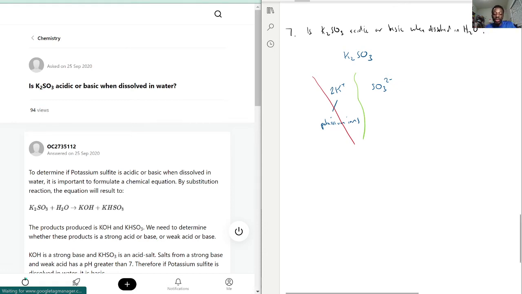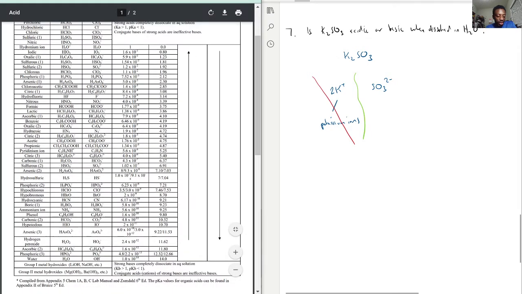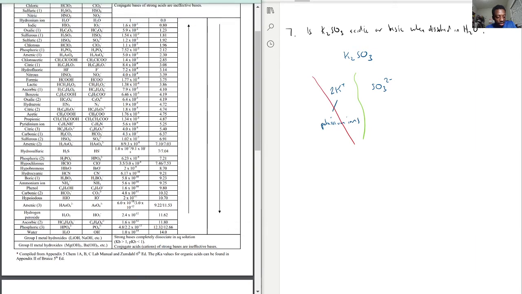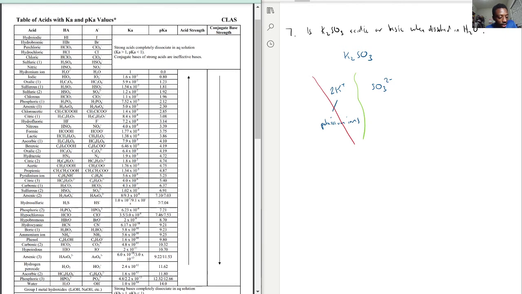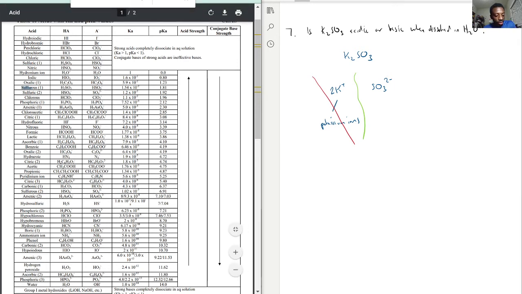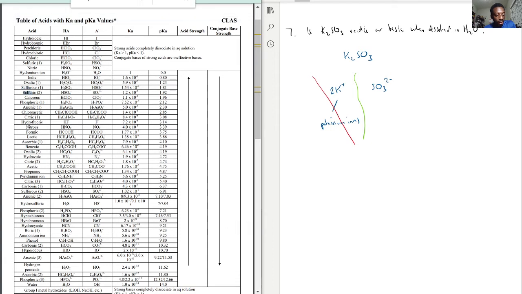But if you actually look at your list of acids and bases here, you actually see sulfite, hopefully, because that's sulfurous, HSO3. Let me just make sure. Sulfurous. There we go. H2SO3. And then we have the next, H2SO4. There. So there's just a typo here.